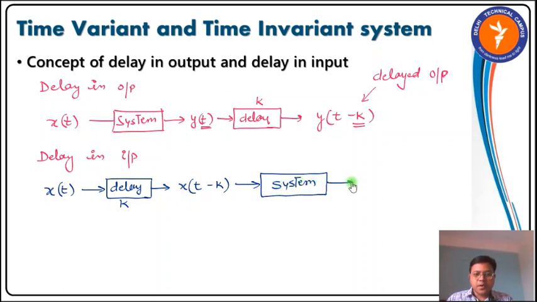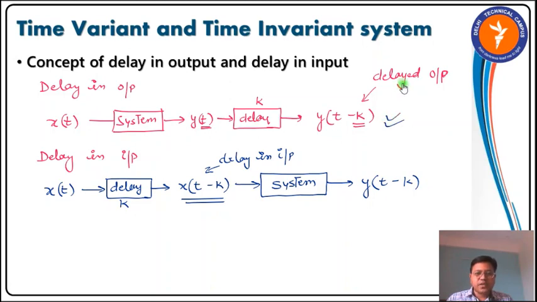and this system is reflecting the input signal into the output signal. So in the output signal I will get y of t minus k. So this is the effect of delay in input.